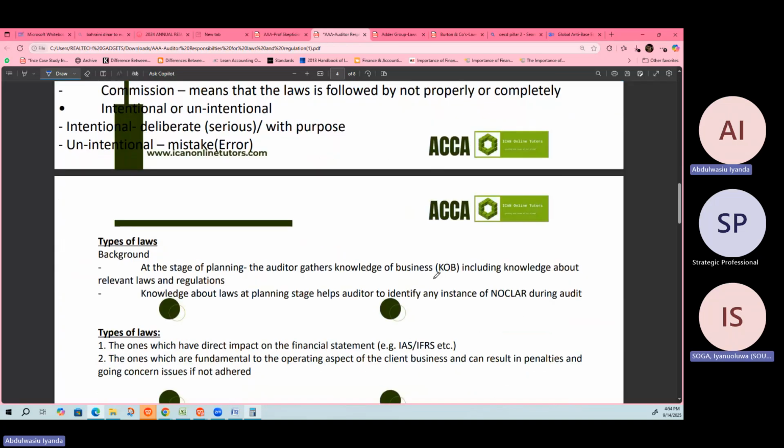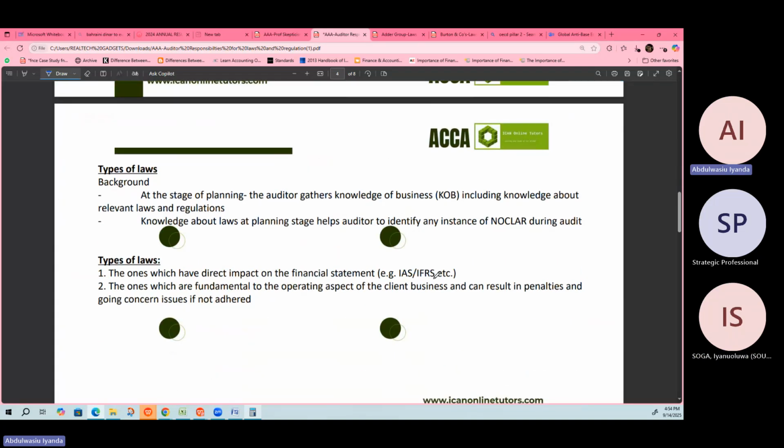So we now have some types of law, and basically the law can be categorized into two. Let me come from that angle. There are some laws that have an impact on the financial statement, and there are some laws that have an impact on the way we operate our business.